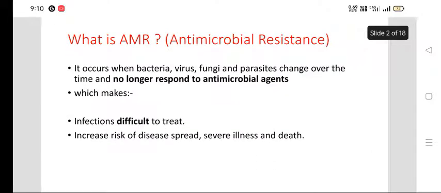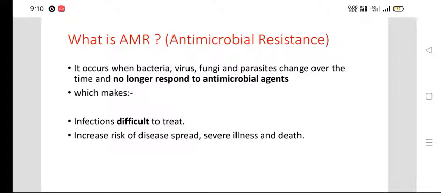Now what is this antimicrobial resistance? Antimicrobial resistance occurs when bacteria, viruses, fungi and parasites change over time and no longer respond to the antimicrobial agents. It means there is a mutation, a change in the genetic makeup. We can say that initially they are sensitive, later on they become resistant.